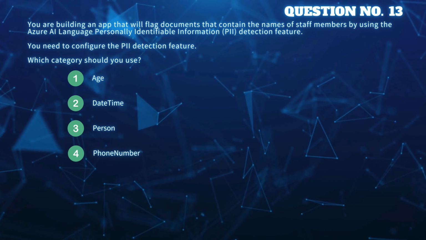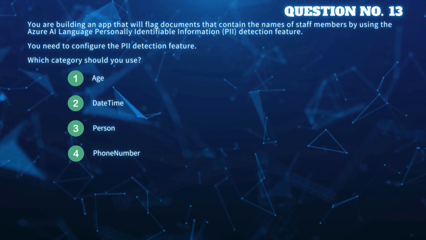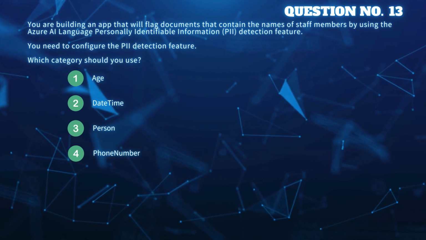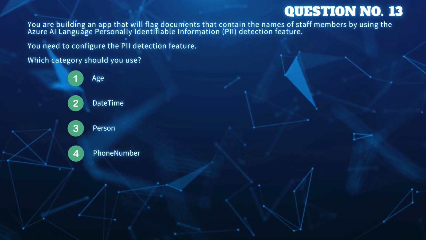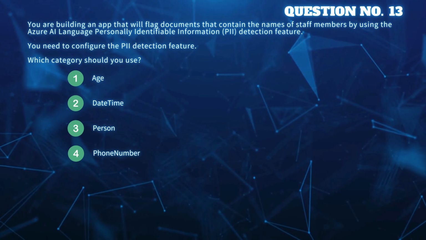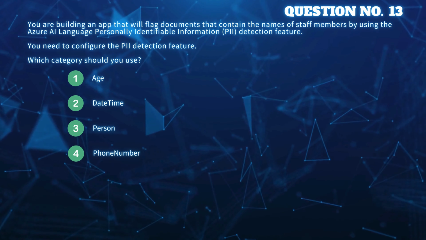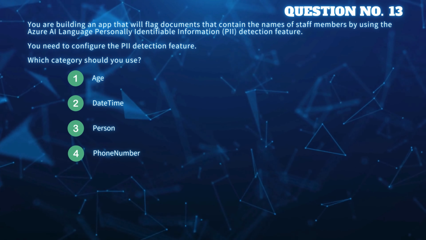Question 13. You are building an app that will flag documents that contain the names of staff members by using the Azure AI Language personally identifiable information (PII) detection feature. You need to configure the PII detection feature. Which category should you use?